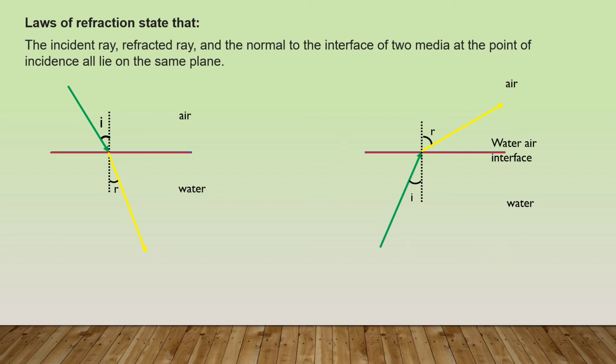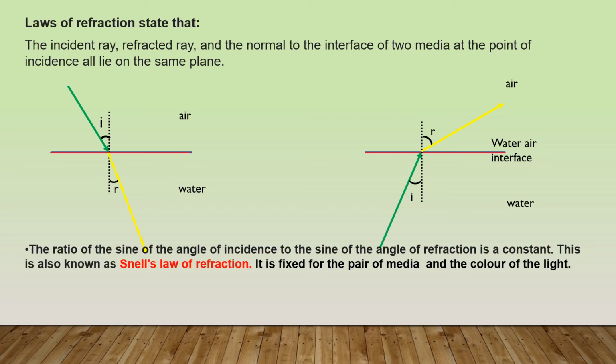So if you are doing this experiment on a tabletop, all these four things, incident ray, refracted ray, normal and the point of incidence, everything you'll get on the same tabletop only. That is the meaning of this statement. Let us go to the next law. The next law is called Snell's law of refraction.